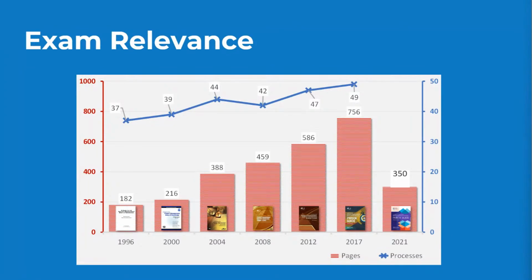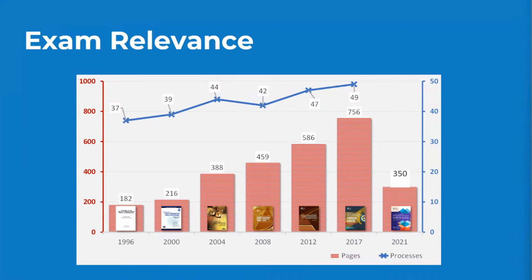The PMBOK Guide 6th edition and all previous editions talk about the how of managing projects. How do I manage a schedule? How do I manage risk? How do I get involved with the stakeholders? What are all the hard tools and techniques that I need?